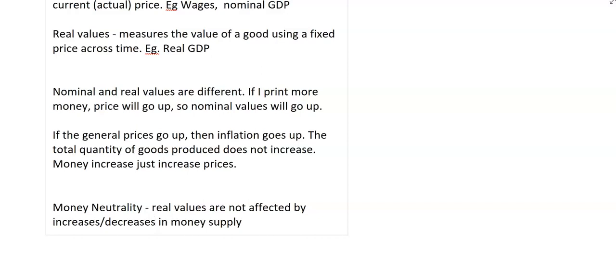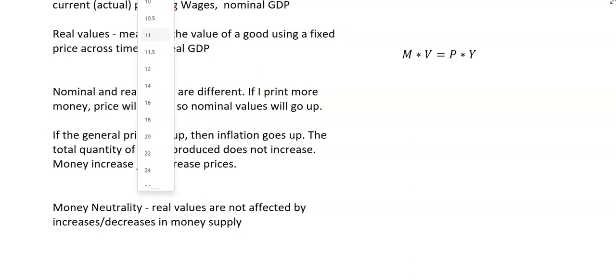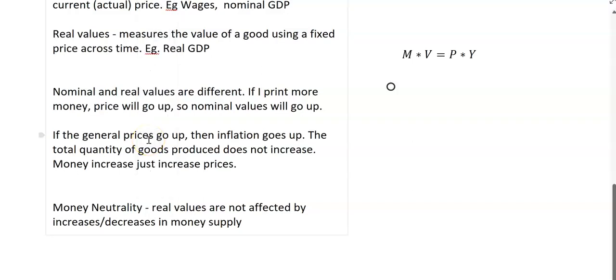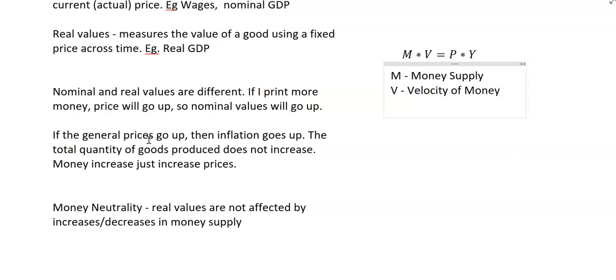What the quantity theory of money tells us is a nice equation, and so I will just write it in this corner. M times V equals P times Y, where M is the money supply, V is the velocity of money, which we are going to talk about in a bit, P is the price level, and Y is the real GDP.